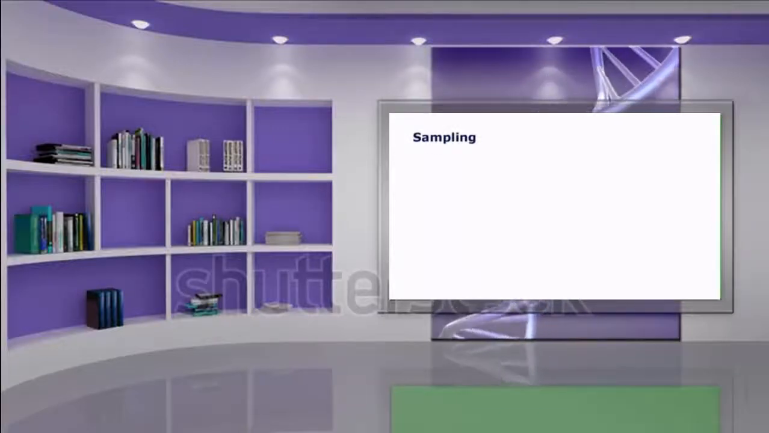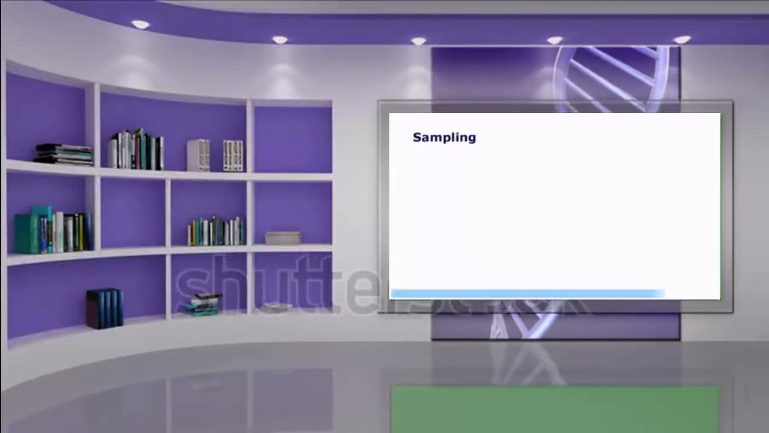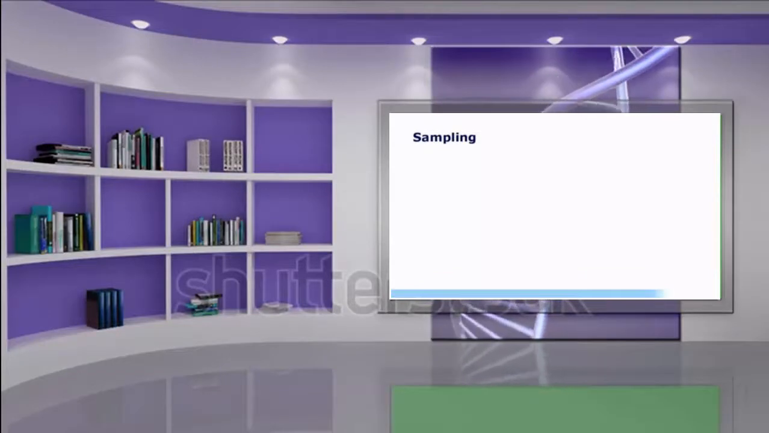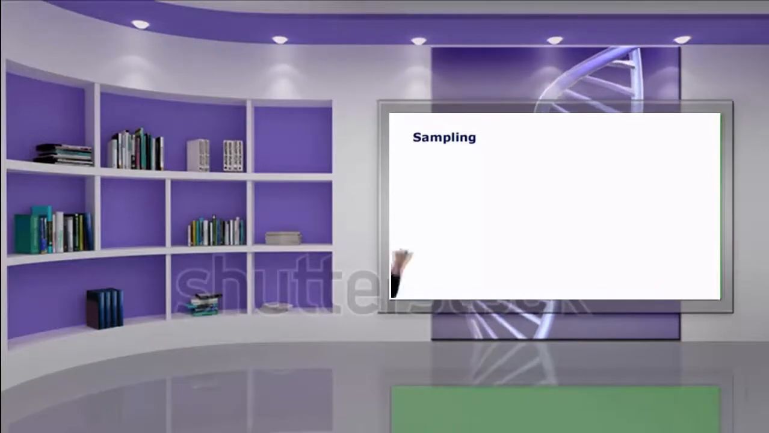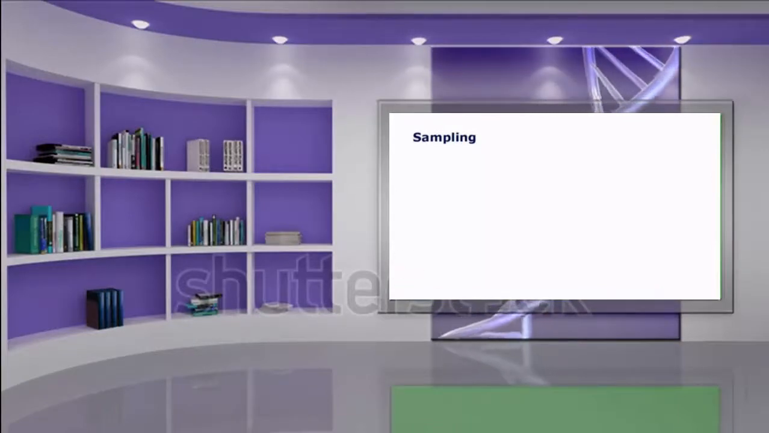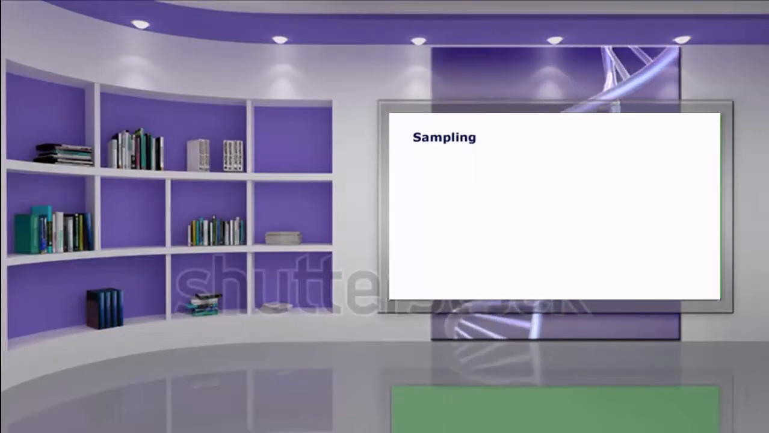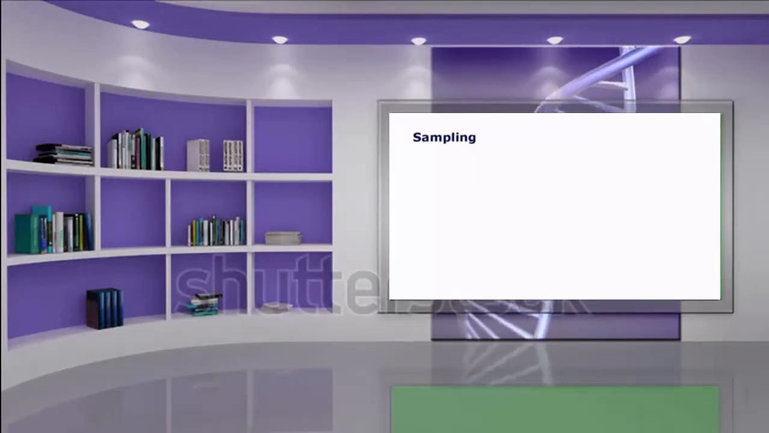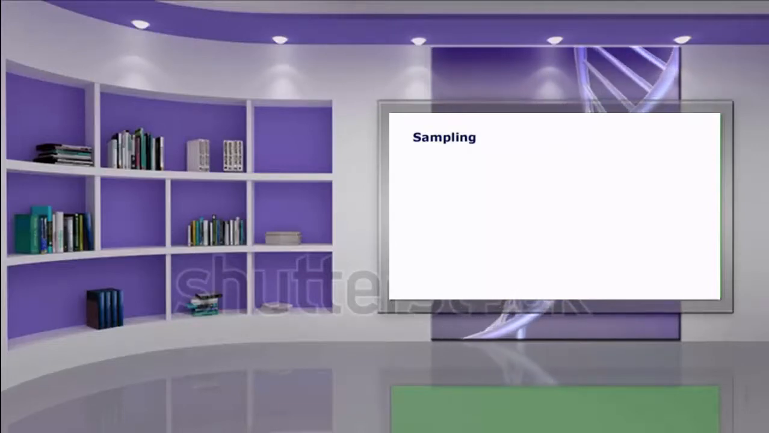We have one more consideration in relation to companies' sources of information. So we've seen that companies can source their information from internal sources or from external sources. Now we're going to consider a particular type of method that can be used in order to gather information. And that is called sampling.